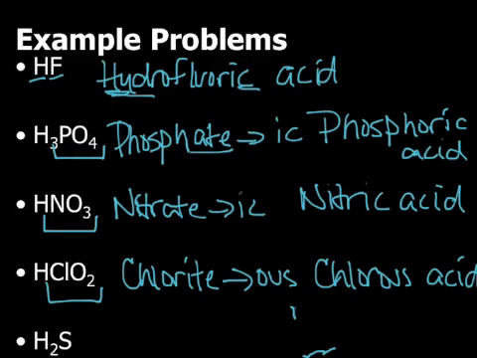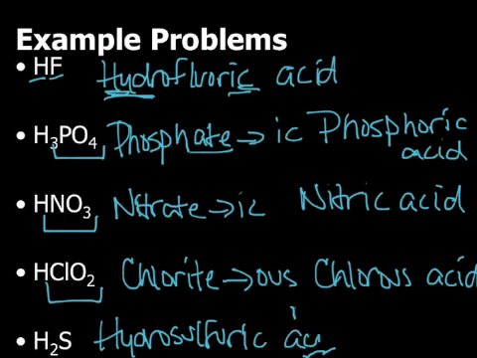My last one, H2S. I'm back to a binary acid now because I only have two elements. So I go back to my hydro and my ic, like I did in the first one. This would be hydrosulfuric acid. Again, if you have a binary acid, you use hydro, the root, and ic. If you have an oxyacid, like these middle three, you look at the polyatomic. Ate goes to ic, ite goes to ous.